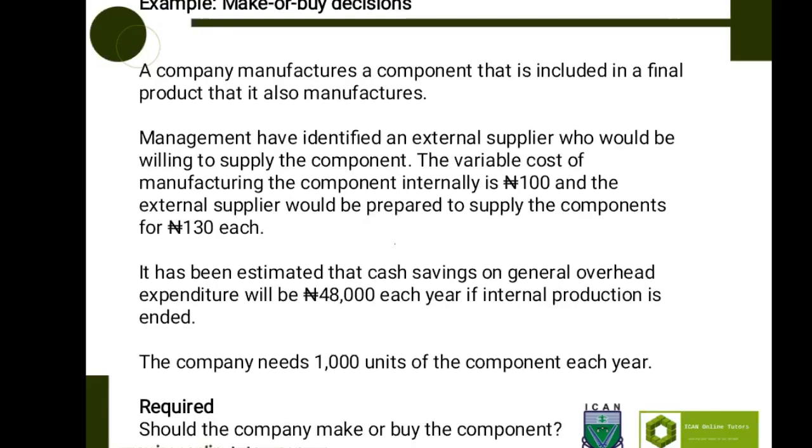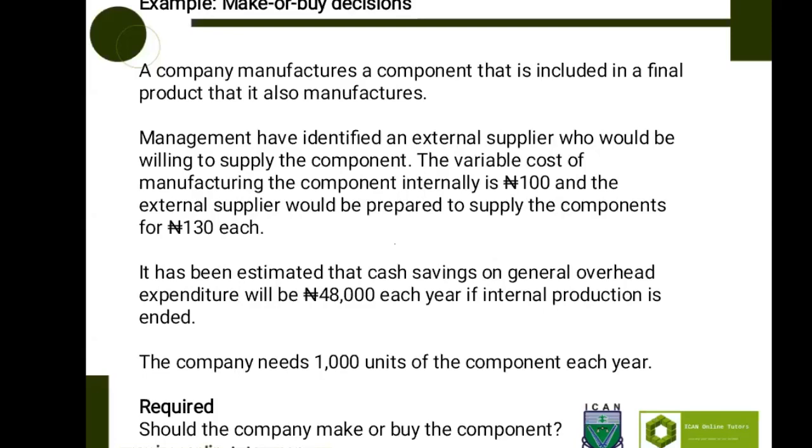I have an example here. A company manufactures a component that is included in a final product that it also manufactures. Management have identified an external supplier who would be willing to supply the components. The variable cost of manufacturing the component internally is 100 naira, and the external supplier would be prepared to supply the components for 130 naira each. It's been estimated that cash savings on general overhead expenditure will be 48,000 naira each year if internal production is ended. The company needs 1,000 units of the components each year. Should the company make or buy the component?